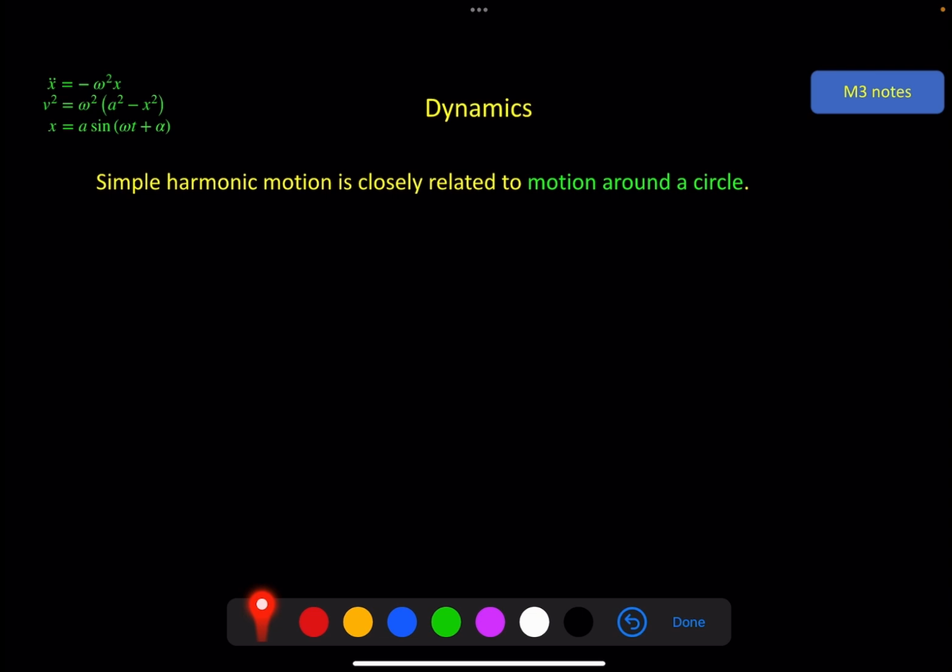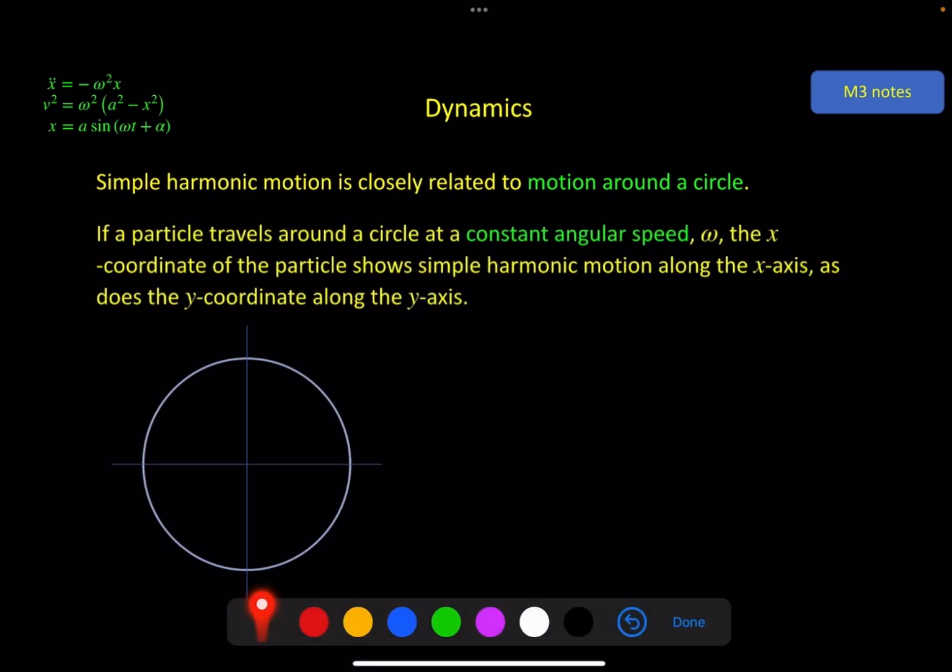Simple harmonic motion is closely related to motion around a circle. Of course, it's a bit annoying, circular motion doesn't come up until chapter 4, but one of these has to come first. So there's a bit of a sneak preview here for chapter 4. If a particle travels around a circle at a constant angular speed, which we call ω, and that's why we've got ω here instead of just a regular k, and before I finish that sentence, let's just quickly talk about that. So if we start here, and let's make it fairly easy, let's say π/4 radians in 1 second.